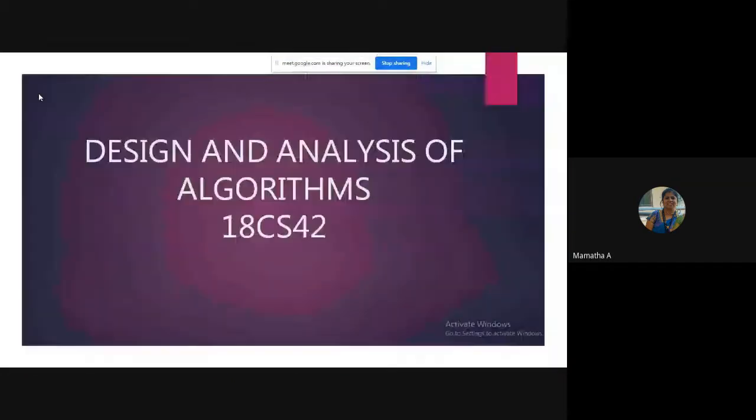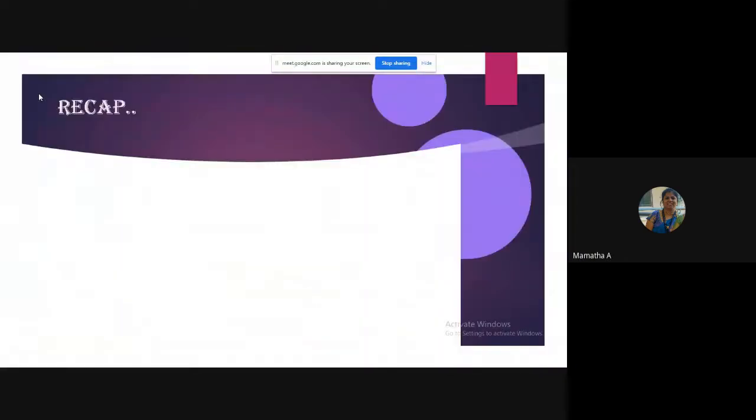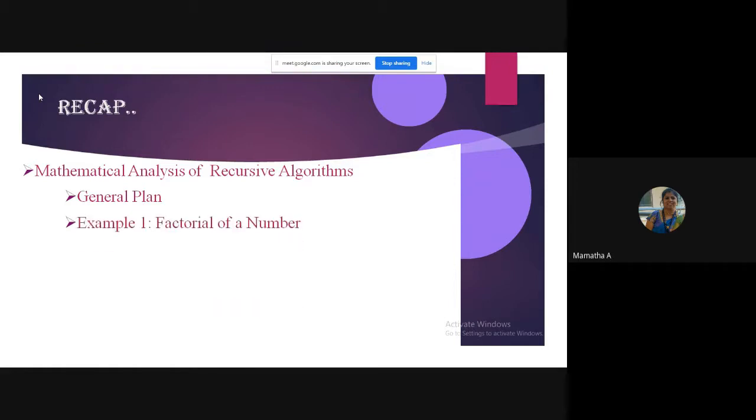Okay. So, good morning, one and all. Moving on to the module 1 introduction chapter. As a recap, I had told you the general plan with respect to the analysis of recursive algorithms, which consists of 5 steps, wherein only the last 2 steps differ with respect to non-recursive. Today's class will be dealing with the second example.